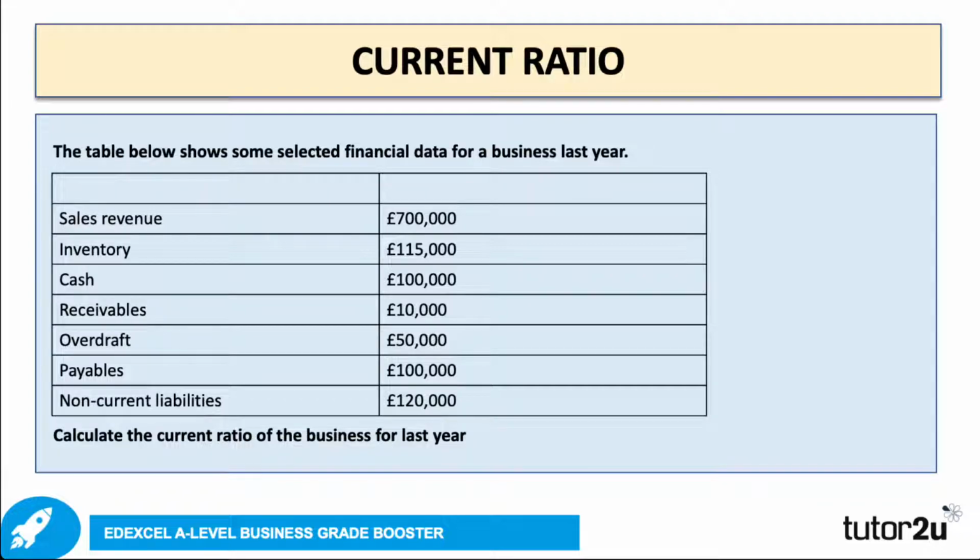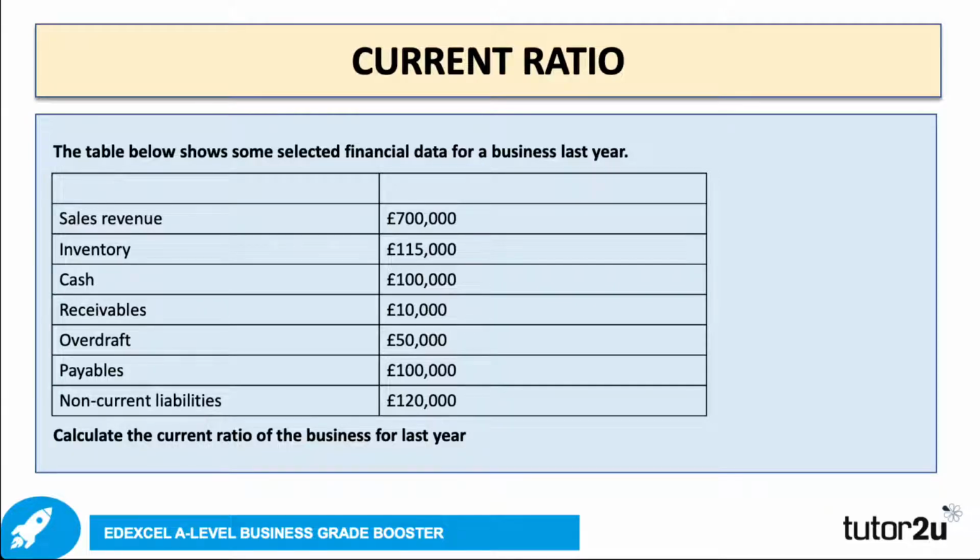Let's do something on the current ratio. On screen, you can see some selected financial data for a business last year. All we'd like you to do is calculate the current ratio of the business for last year based on the information that you can see on screen. So what do we think?